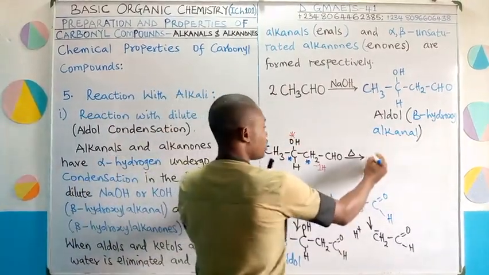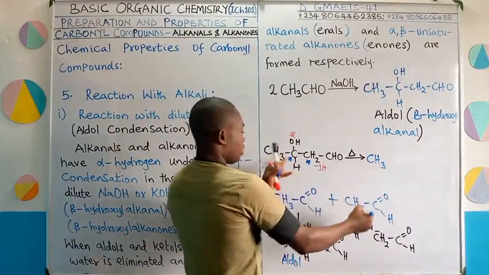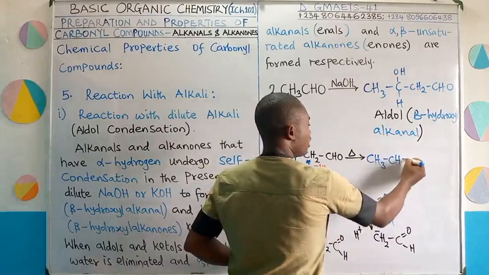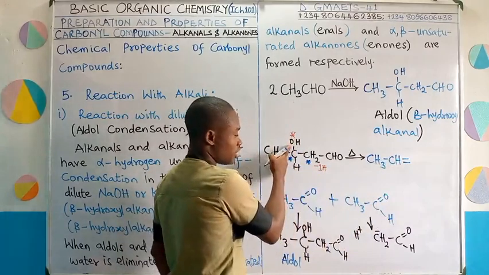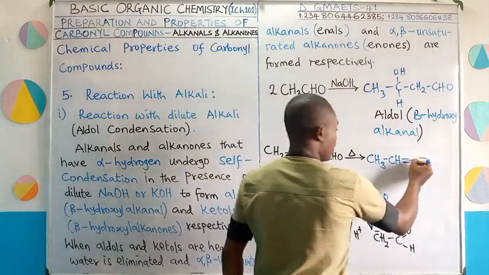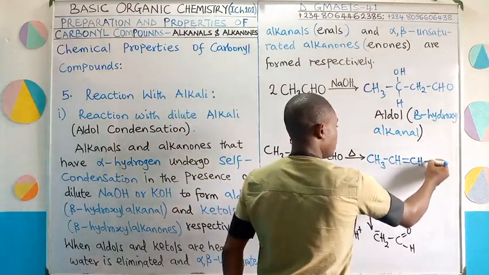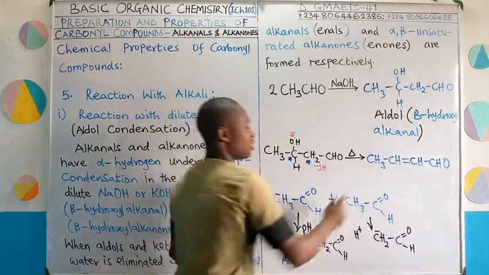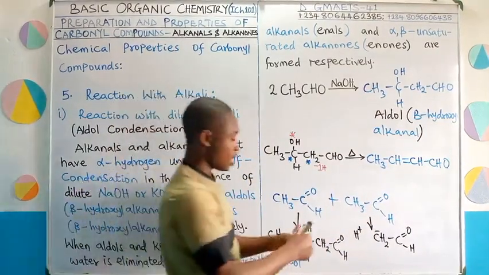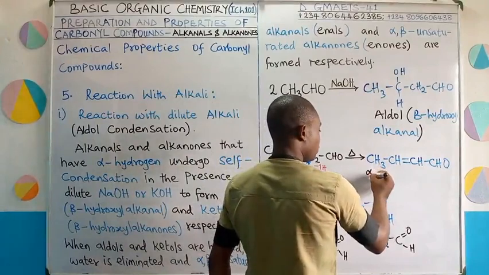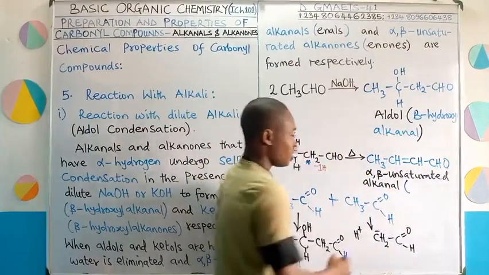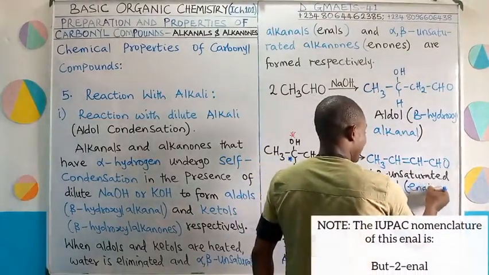And once that is done, the product is going to give us CH3, then CH. We have a double bond. Remember, you removed an atom here, you also removed one from here. Therefore, you introduce a double bond between the two of them. And this is CH, CHO. This is our alpha beta unsaturated alkanal. I'm going to indicate it. This alpha beta unsaturated alkanal is known as an enal.